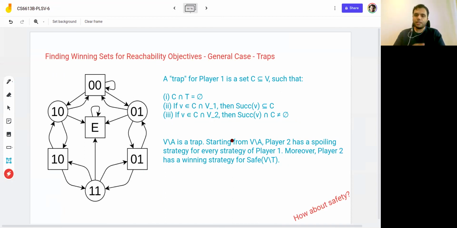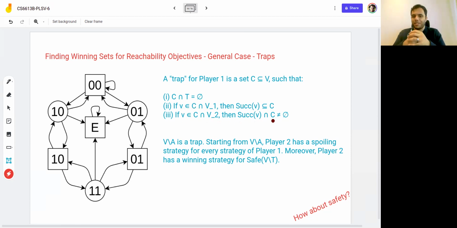Okay, I do this by defining the concept of a trap. So a trap for player one is basically a set C of vertices that has three conditions. The first property is that it does not intersect with the target set T. The second property is that if I am inside this trap and at a player one vertex, then I have no way of exiting this trap. So player one is trapped inside. If he's in C and has a choice, he can't take us outside of C. And in case of player two, player two always has the ability of keeping player one in C. So if we have a vertex that is in C and V2, then there is at least one successor vertex that is also in C. And this is the definition of a trap.